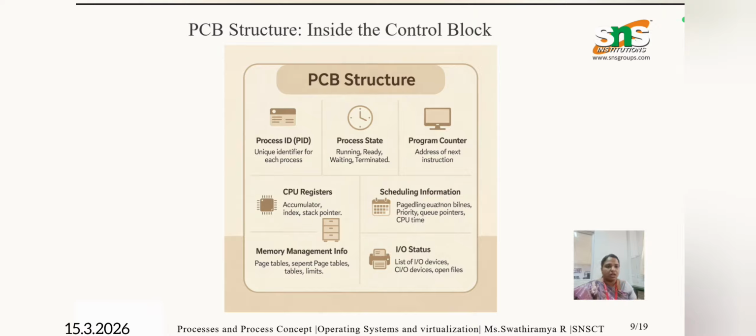Then the third one is the program counter. This is very important. As we already discussed, the program counter stores the address of the next instruction to be executed.